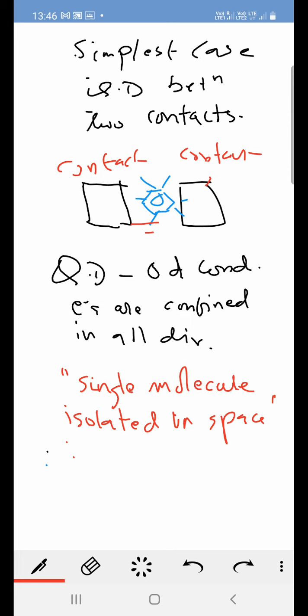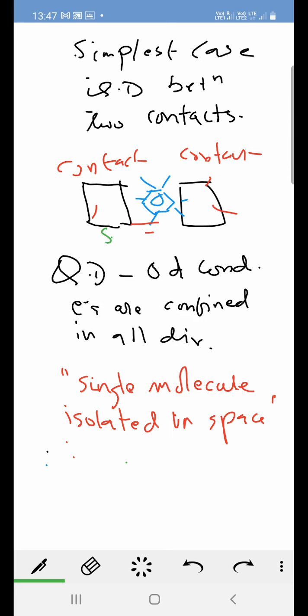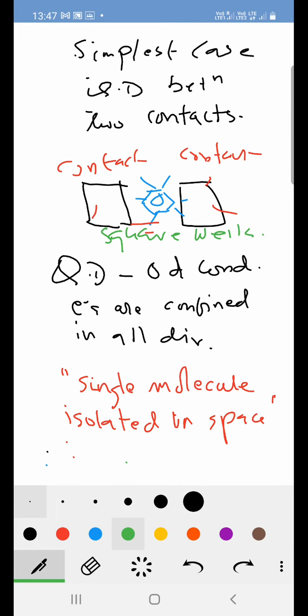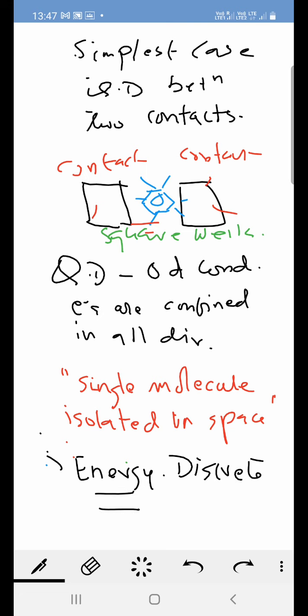Now, we are using square wells on both sides. Square wells which are confining the quantum dot. When this sort of quantum confinement takes place, it is characterized by the energies becoming discrete. That means we will now have different energy levels instead of a continuous energy.